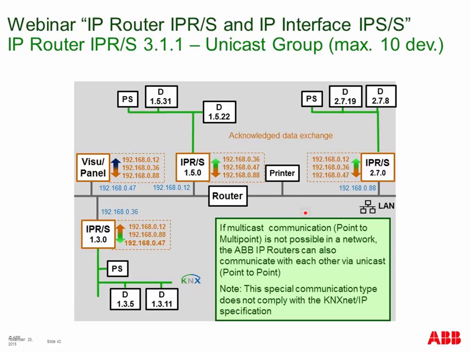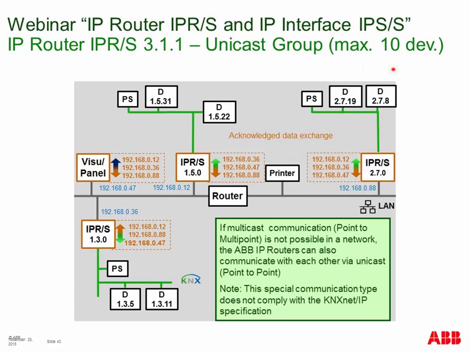Important, and different from the multicast communication, is that we have acknowledged data exchange. That's also an advantage. In the multicast communication, we have unacknowledged communication on the network. So you send the command once on the network, but it's never acknowledged. Here we have acknowledged, which is a further advantage of the solution, and you have less traffic. But again, it's a specialty, not in compliance with the KNX standard, KNX Net IP protocol, which is normally multicast.